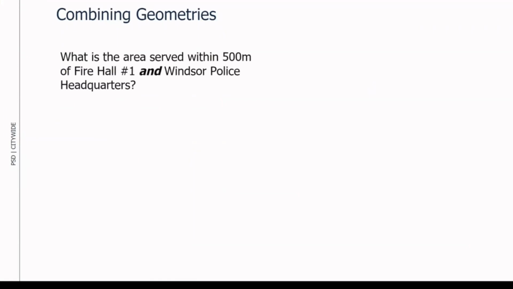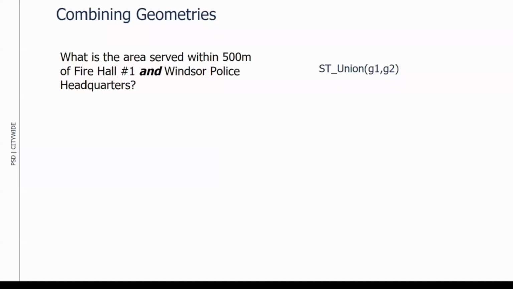So next, let's look at combining geometries. Oftentimes when we're running analysis we'll want to combine two different geometries in order to do some sort of buffer analysis or to just calculate an area from a variety of sources. So we can do this quite easily in PostGIS. We can ask questions like, what is the area served within 500 meters of Fire Hall number 1 and the Windsor Police Headquarters? So we can use ST_Union with two geometries.